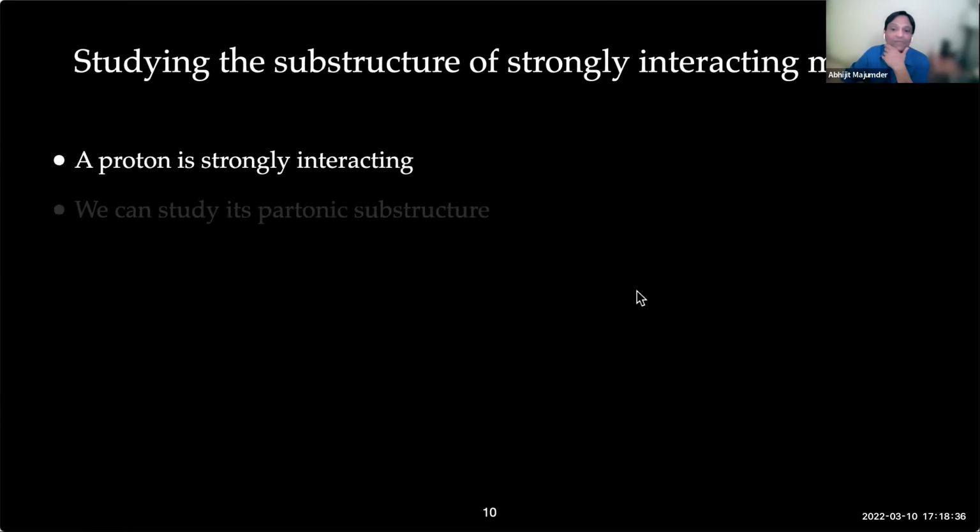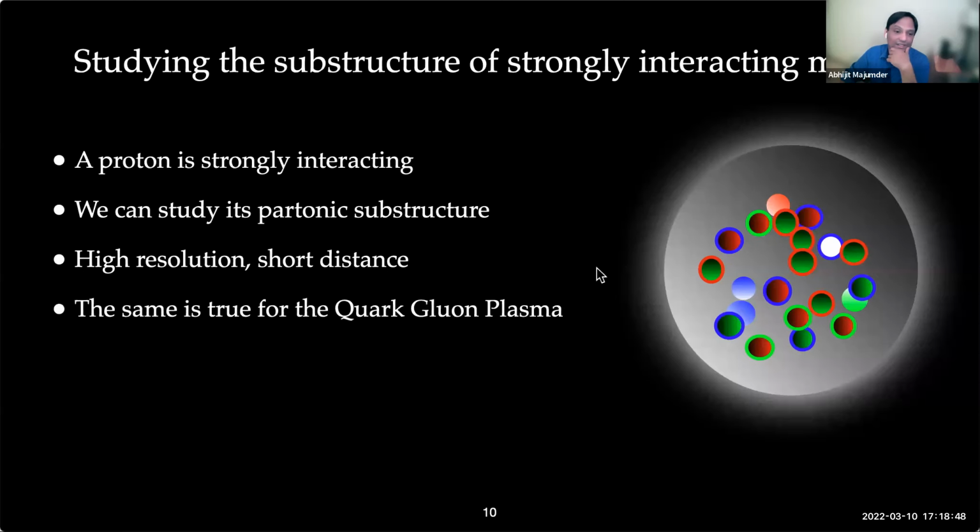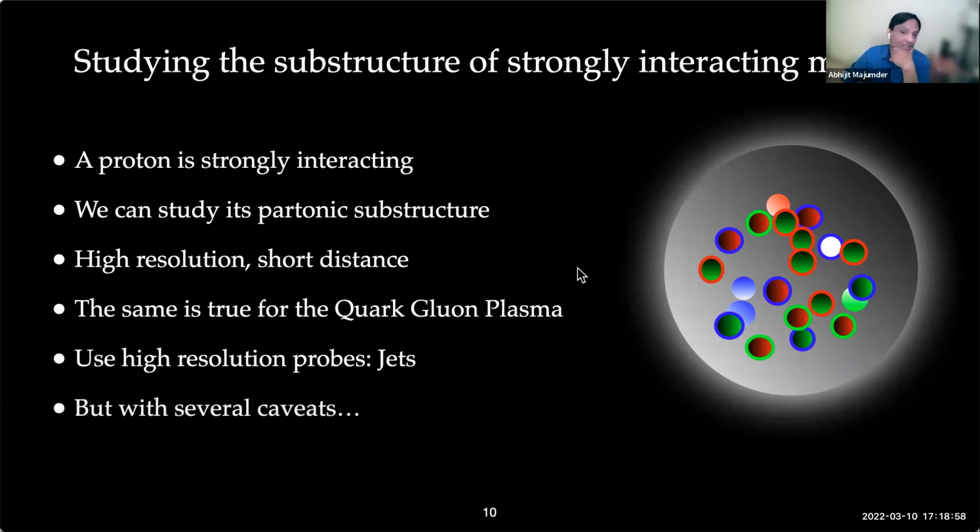Well, this is why I showed you the example with the proton. The proton is of course strongly interacting, but we can study its substructure. And the way we do that is by using a high resolution or a short distance probe. And the same can be done for the Quark Gluon Plasma. And the tool for that is basically jets. Okay. But of course, there are many caveats to this.